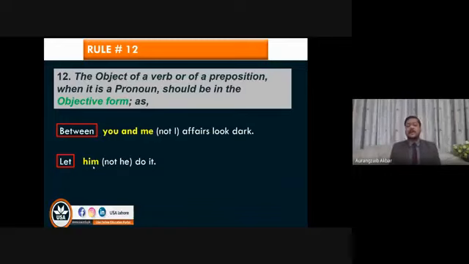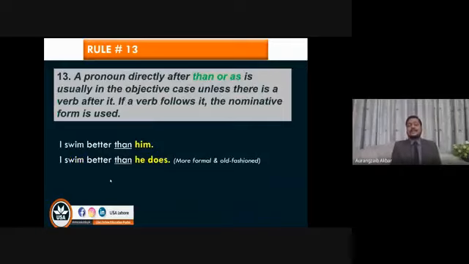So remember, whenever a pronoun is working as an object of a preposition, it is written in objective form. Similarly, when a pronoun is used as an object of a verb, it is written in objective form as well. So that's rule number 12. Now, rule number 13 states that a pronoun directly after than or as is usually in the objective case, unless there is a verb after it.